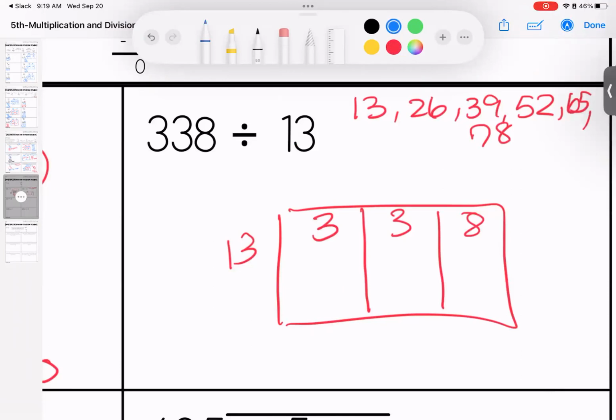So how many groups of 13 can I take out of 3? 0, because 0 times 13 is 0. I subtract and I get 3. Bring it next door. How many groups of 13 can I take out of 33?